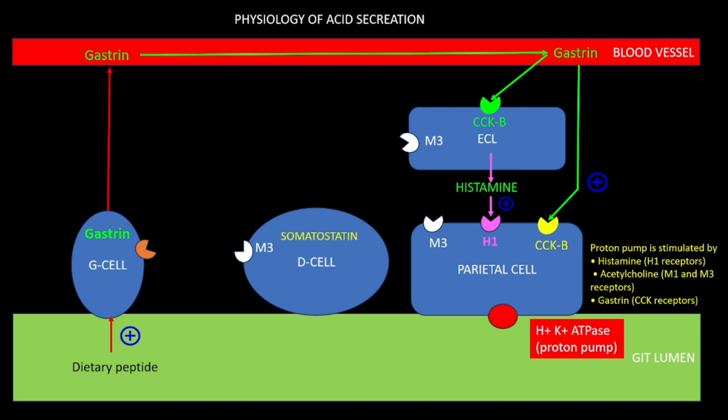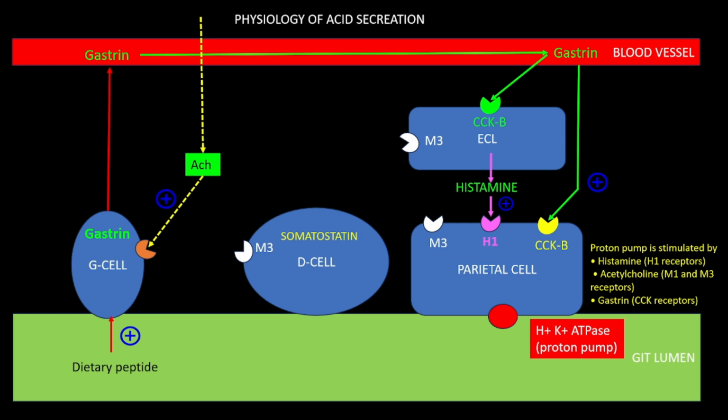Along with that, the parasympathetic nervous system releases acetylcholine as a neurotransmitter. Acetylcholine will stimulate the G cell to secrete the gastrin. As usual, the gastrin has different actions as we discussed now.